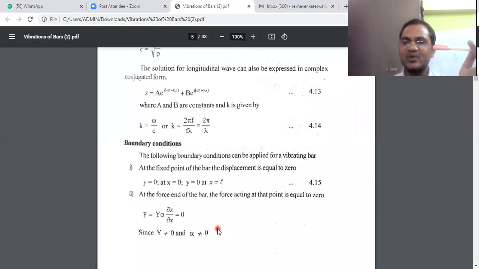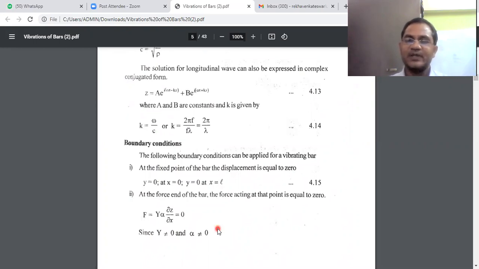Elasticity modulus is equal to stress by strain, longitudinal stress by strain. Stress is equal to force by area. So from that we have written the force: F is equal to Y alpha dou Z by dou X, where Y stands for Young's modulus, alpha is the cross-sectional area of the rod, and dou Z by dou X is the slope.